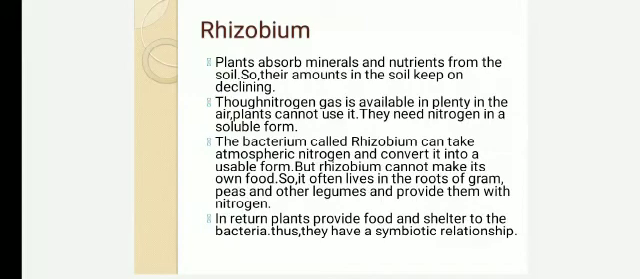Okay. But this Rhizobium cannot make its own food. So it often lives in the roots of gram, peas and other legumes and provides them with nitrogen. In return, plants provide food and shelter to the bacteria. Like that, they have a symbiotic relationship. How do they have a symbiotic relationship? Can you tell me now?